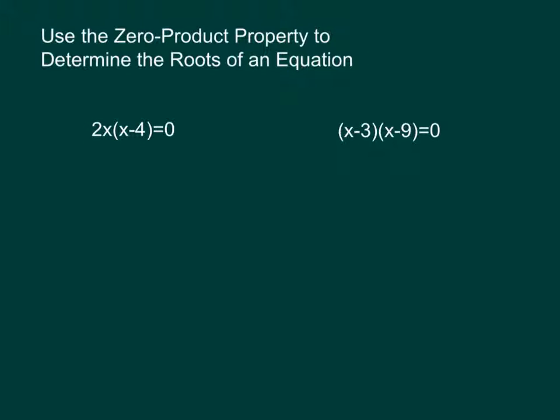You'll notice here that I have two polynomials that are written in factored form. This is 2x times x minus 4, and the other one is x minus 3 times x minus 9. And they're both multiplying to equal 0, which means that I can use the zero product property. Whenever I have two things multiplying to give me 0, I split them up into separate equations. I take the first part, 2x, and I set that equal to 0. I also take the other part, x minus 4, and set that equal to 0. Now I have two individual equations that I need to solve.